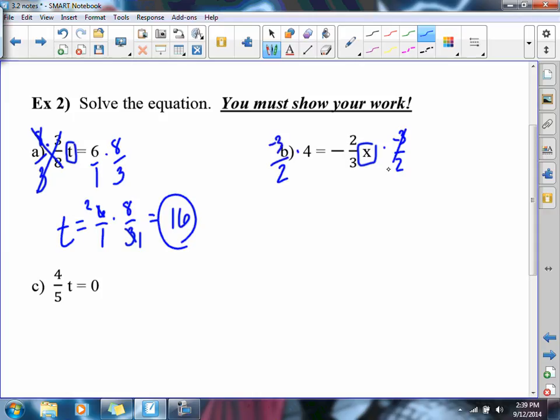So again, the 3/2 and the 2/3, they're going to cancel each other out. Negative times negative makes a positive. So then I have negative 3/2 times 4 over 1. So here I could multiply across and say negative 12 over 2, which is negative 6. Or I could cancel. The 2 goes into the 4 2 times, and then I just get negative 6. So x equals negative 6.